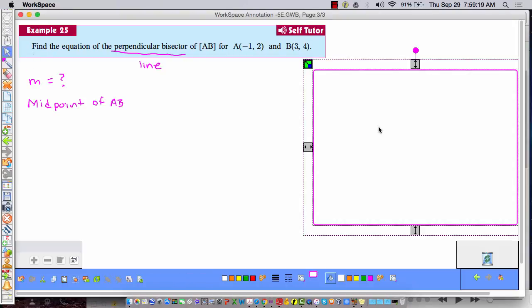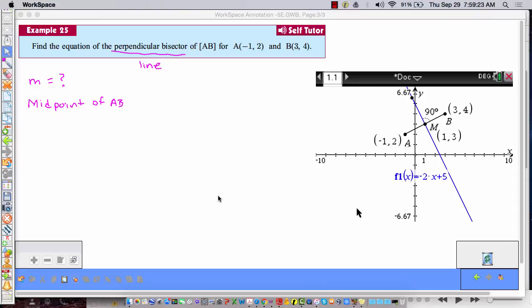I made the graph already, and it gives away the equation of the line, but we have to find that equation algebraically. So here's point A at (-1, 2), and then point B at (3, 4). And then I found the midpoint of line segment AB, which occurs at (1, 3).